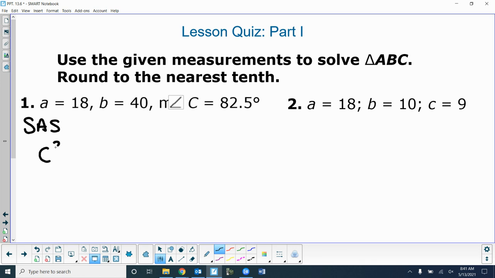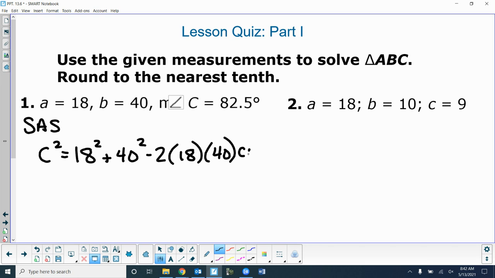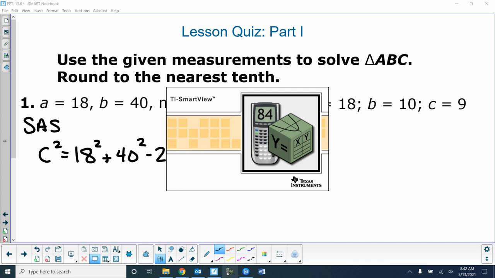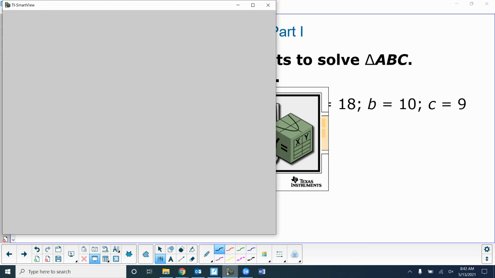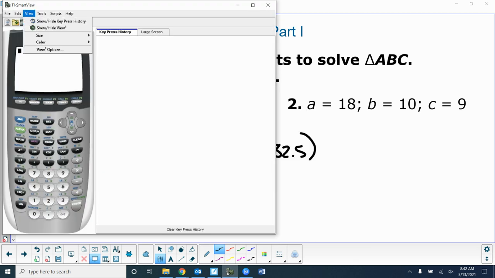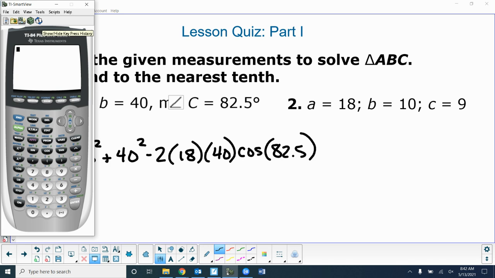So we're going C squared equals A squared plus B squared minus 2 times A times B times the cosine of angle C. So this is the easy one, much quicker, okay? Because I can put all of that in my calculator and then just take the square root to find side C.